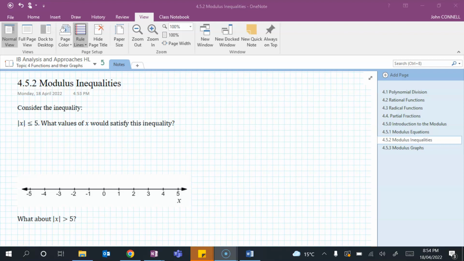Hi everybody, today we're going to be looking at modulus inequalities. So that launches off some of the work we've been doing in modulus equations, but there are going to be some key differences that we need to take into account.